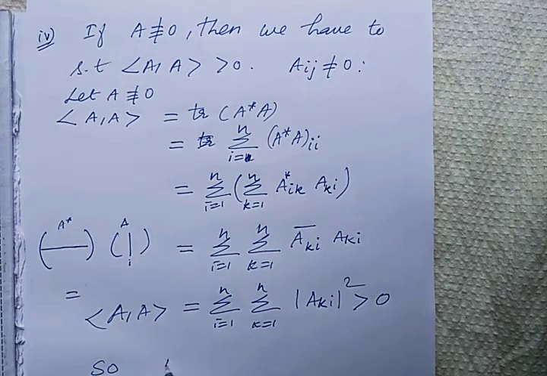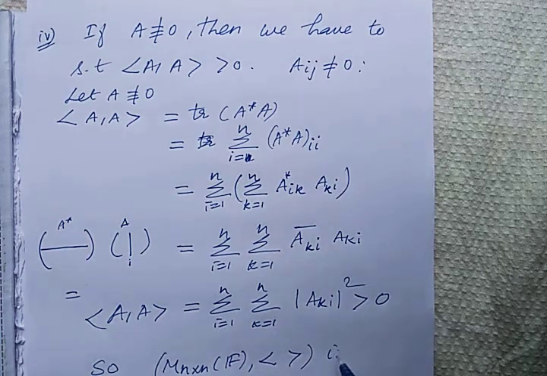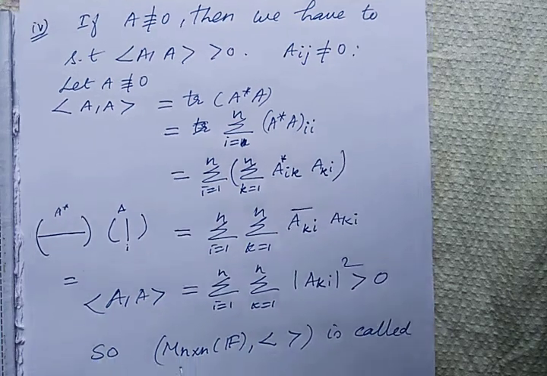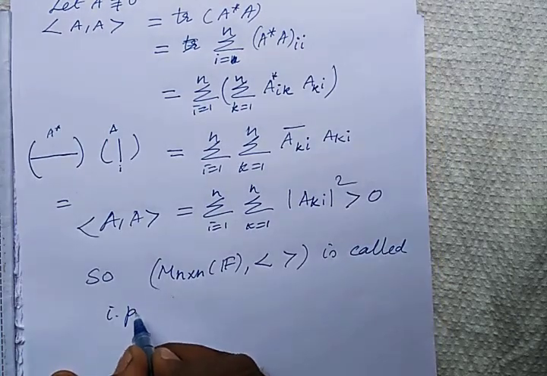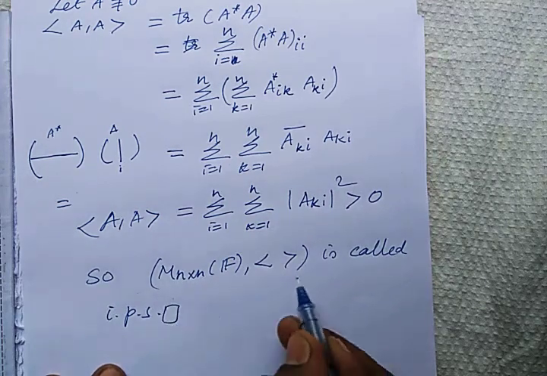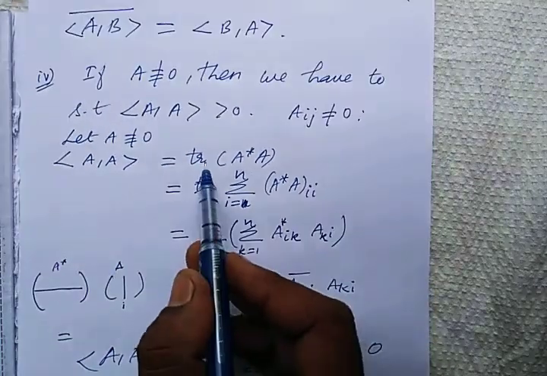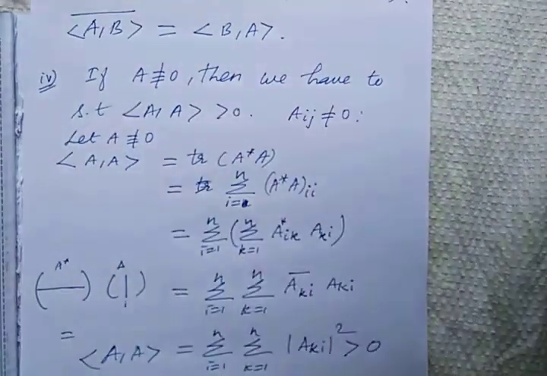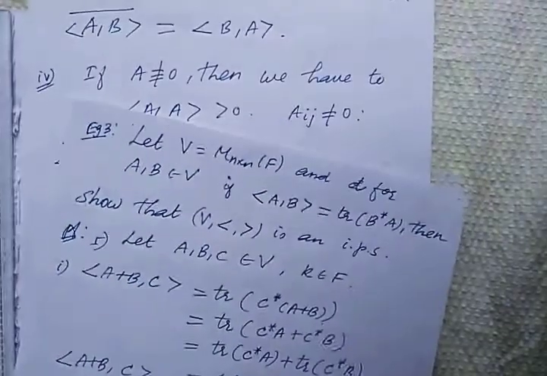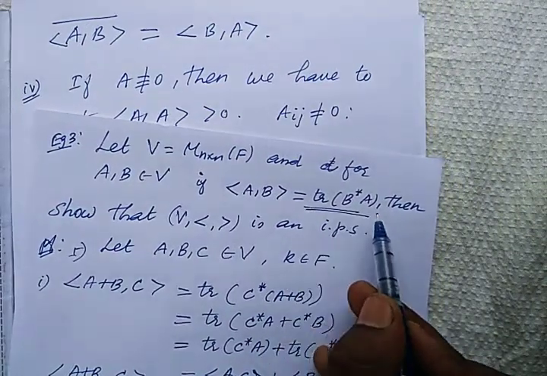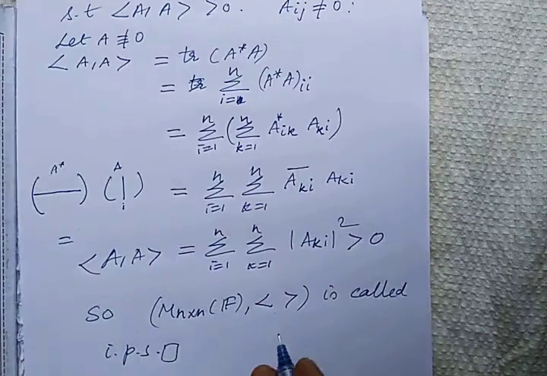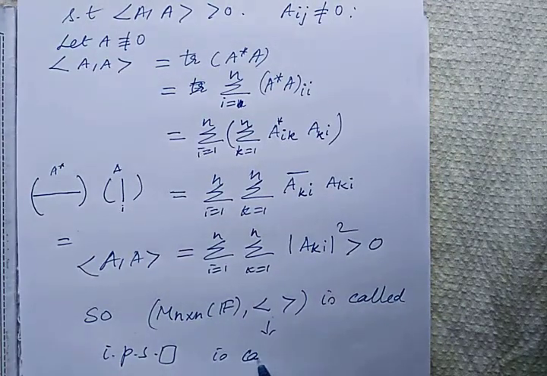So the set of all n by n matrices with entries from the field F, together with this inner product, is called an inner product space. And which inner product? The trace of B star A. This inner product is called the Frobenius inner product.